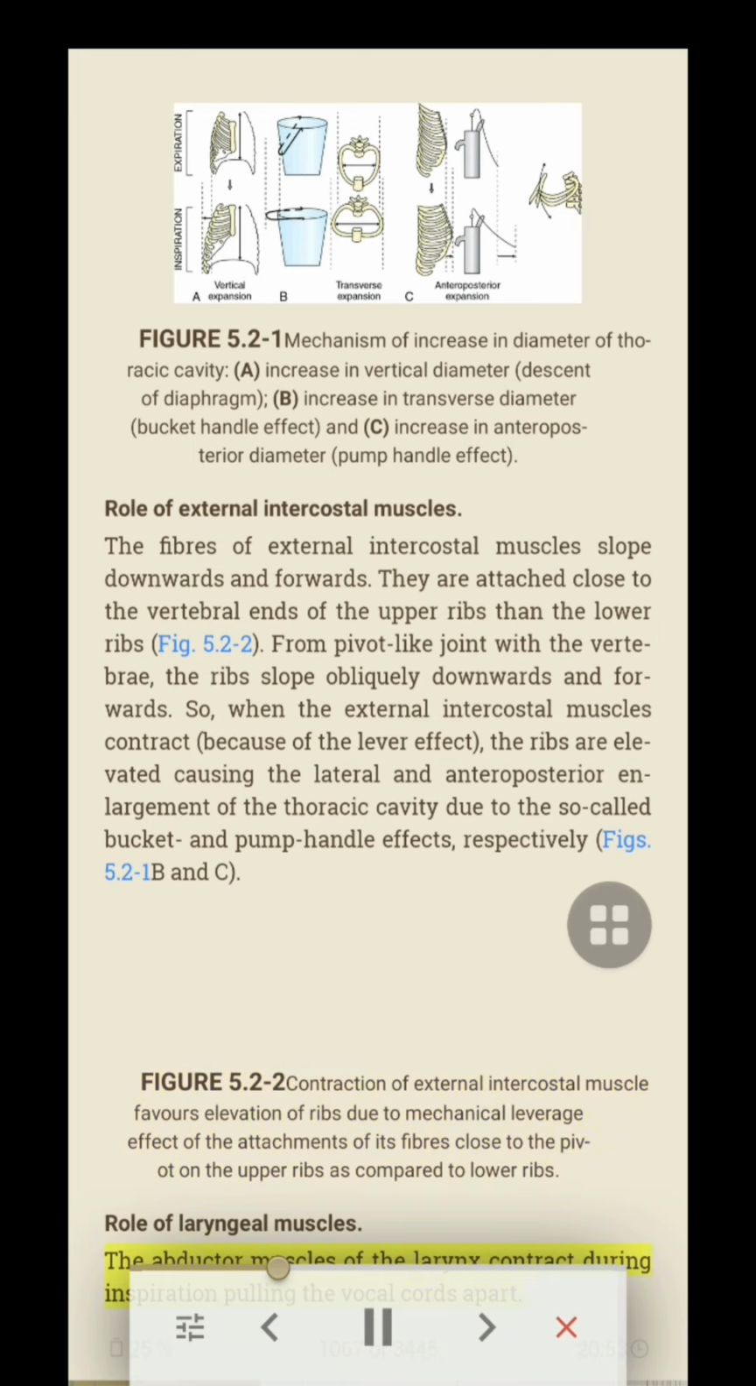Role of laryngeal muscles. The abductor muscles of the larynx contract during inspiration, pulling the vocal cords apart.